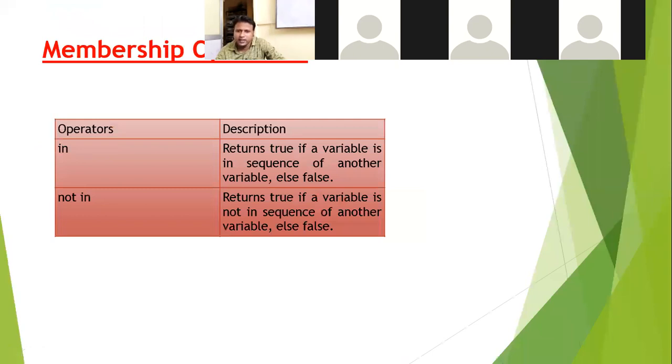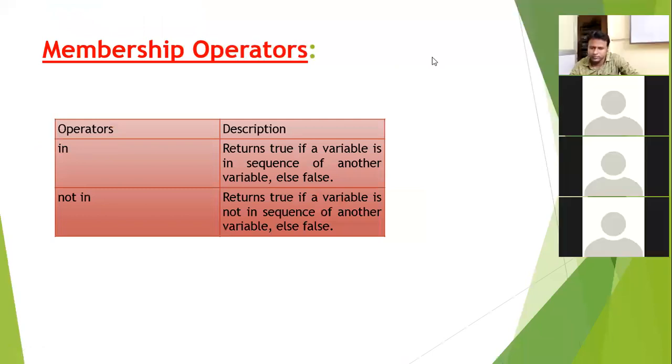Then next, another example is in operator. In operator returns true if the variable is in the sequence of another variable, or else false. That means we check whether a variable is present in a sequence or not. Not in returns true if the variable is not in the sequence of another variable. In means it returns whether the variable is present in another sequence or not.